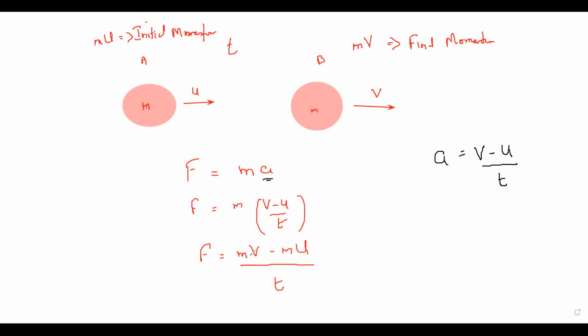So mv is the final momentum, mu is the initial momentum, and because there is a subtraction, a difference is there. So what do we call that? We call that the change in momentum. So we can say that the force in this example is equal to the change in momentum divided by the time interval.